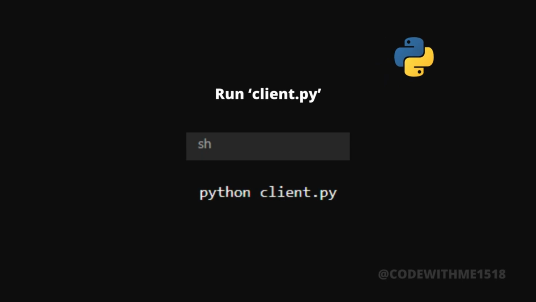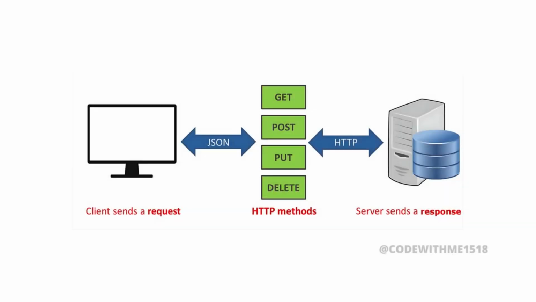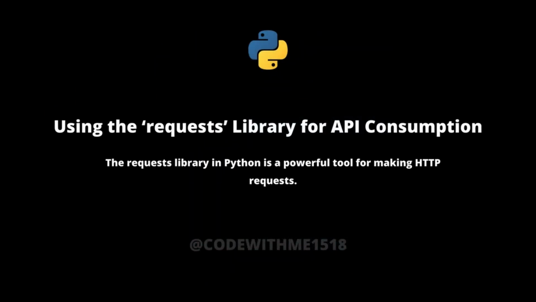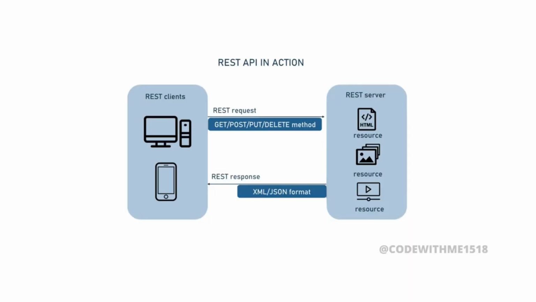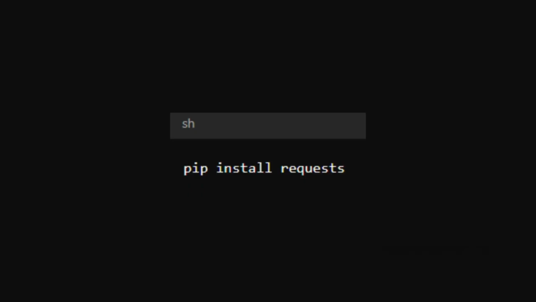You'll see the responses for each API request, demonstrating how to interact with a RESTful API using Python. The requests library in Python is a powerful tool for making HTTP requests. Whether you need to get data, post data, or handle other HTTP methods, requests has got you covered. First, ensure you have the requests library installed.